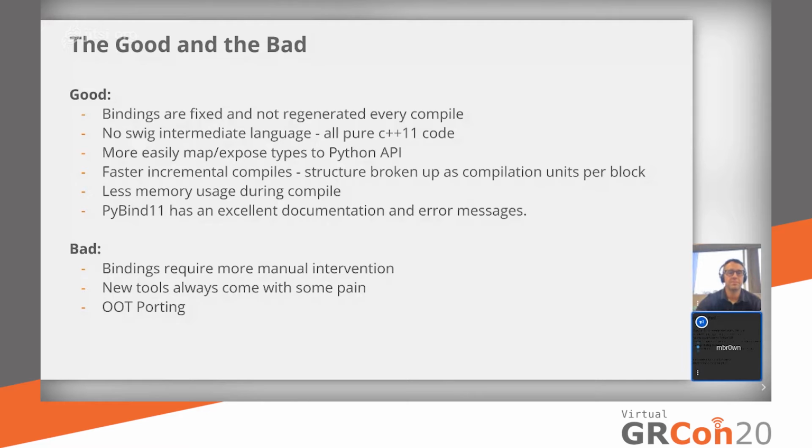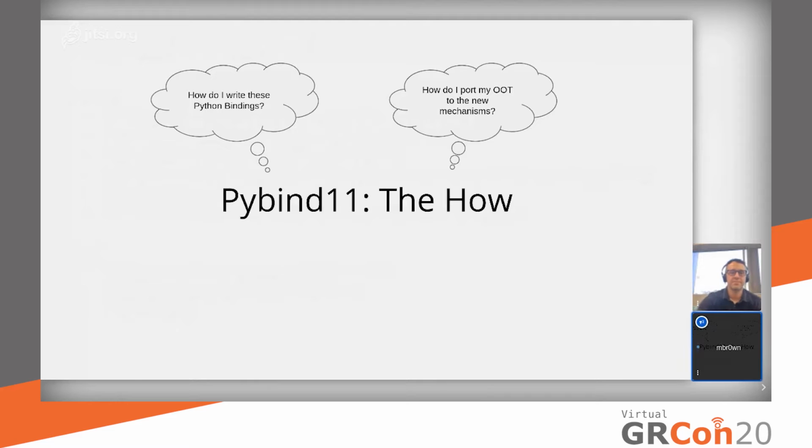I already mentioned, on the downsides, that there's a little bit more manual work involved. And there's a couple of aspects to that. First of all, we had to write a bunch of new tools. They're probably buggy, and also they're not quite as evolved as what we had before. And if you maintain an out-of-tree module, well, you're going to have to port it from 3.8 to 3.9 now. All right, I'm going to hand it over to the guy who did most of the work here, Josh.